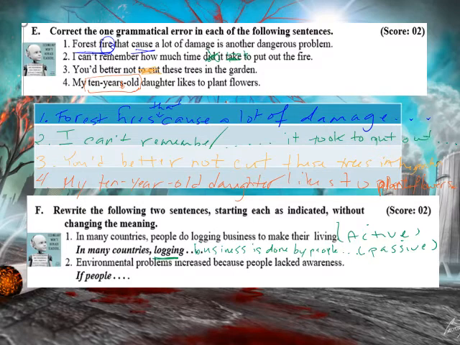Alright, number 2. Environmental problems increased because people lacked awareness. Selena: If people hadn't lacked awareness, environmental problems wouldn't increase. Now, with this type of question here, you have an if clause to a statement written. So it becomes a hypothetical, and you must write the opposite of the first statement written.